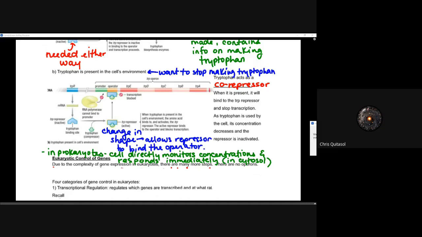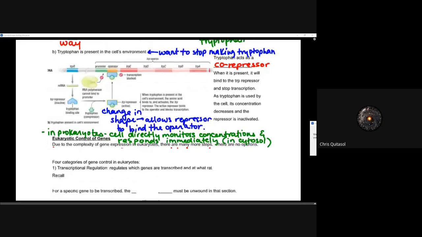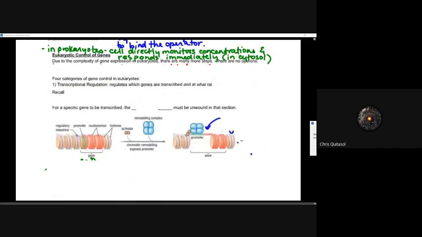We're now going to look at eukaryotic control of gene expression, because as you guessed, it's going to be a little bit different due to the fact that a nucleus exists. There are several stages from DNA to the end result of protein that need to take place as well. So due to the complexity of gene expression in eukaryotes, when we look at the central dogma, there are going to be many more steps. And there are no operons within the eukaryotic cell. In eukaryotes, DNA is restricted to the nucleus. So we do not have the direct concentration having an impact on whether a gene is expressed or not.